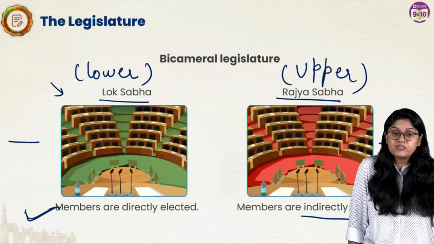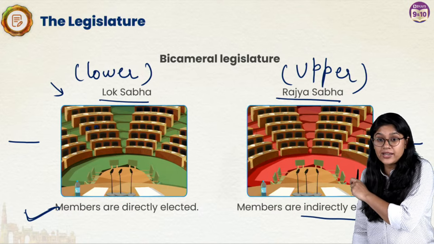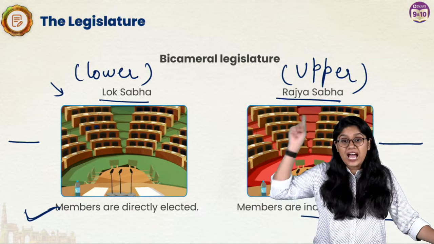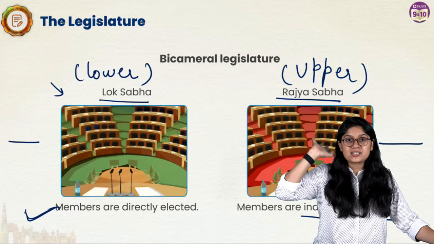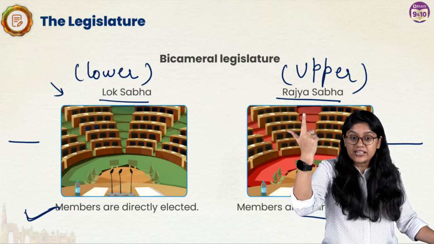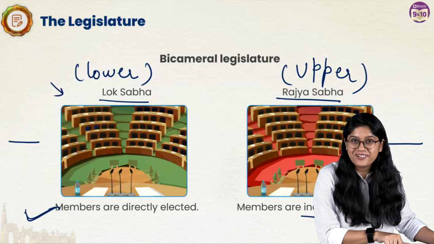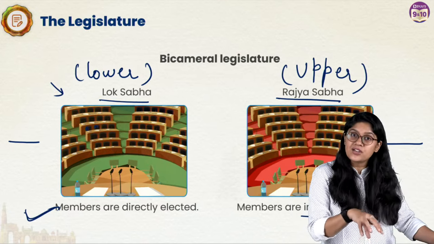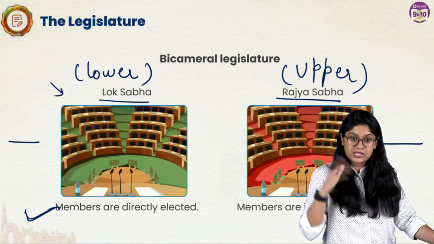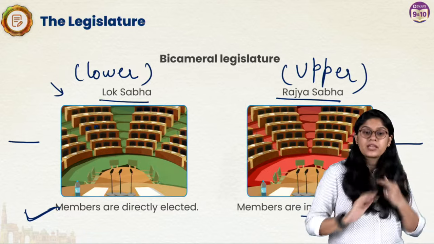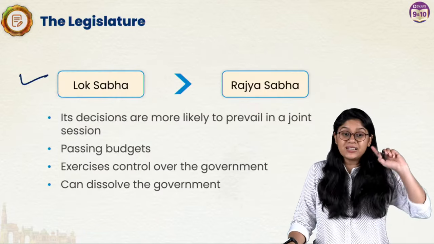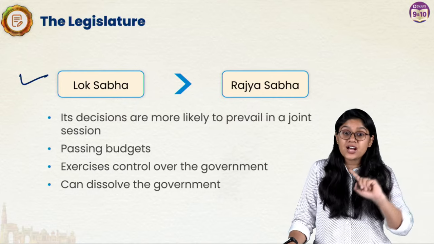In terms of power, Lok Sabha is more powerful. Even though the upper house is called Rajya Sabha, it does not have much of the power. All the laws and policies are taken care of by Lok Sabha. Whereas Rajya Sabha will be working for all the states and the union territories. Clear everyone? That's very important for us to remember. So Lok Sabha is definitely more powerful than Rajya Sabha.